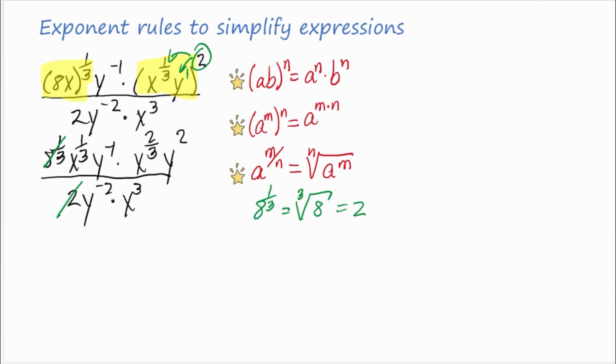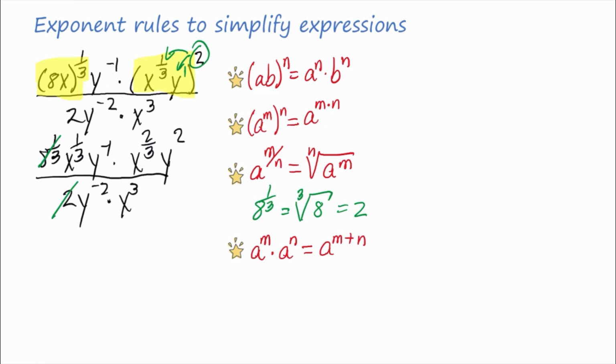For the next step, we have a couple of options. We could simplify the negative exponents first, or multiply the same base powers first. I'll go with the latter. So we'll be using the product rule to multiply x to the 1/3 and x to the 2/3, and then again to multiply y to the -1 and y squared. So the base stays the same, and we need to add the exponents.